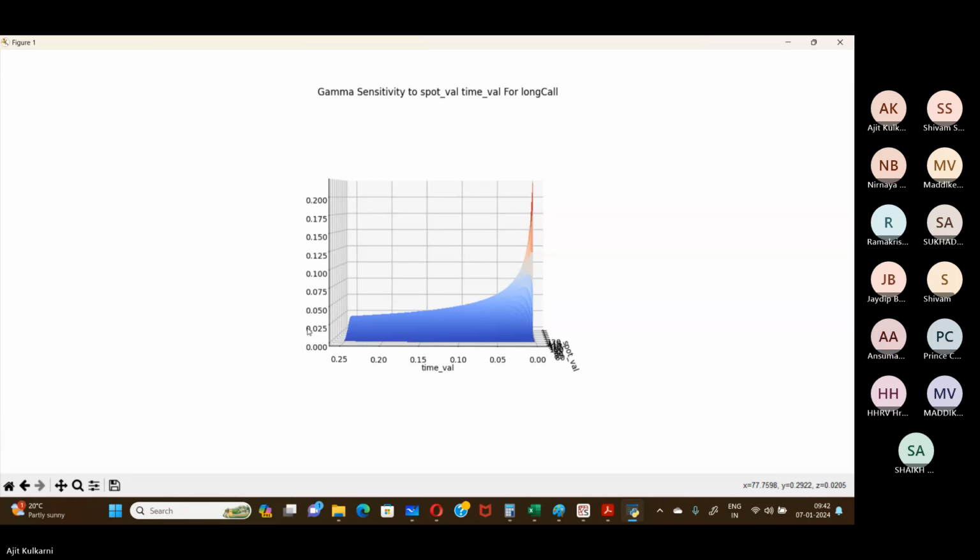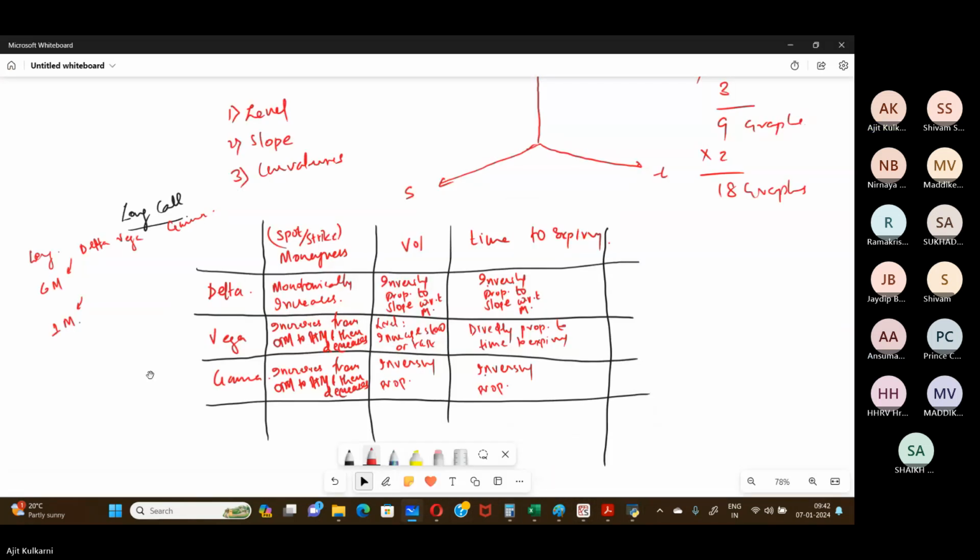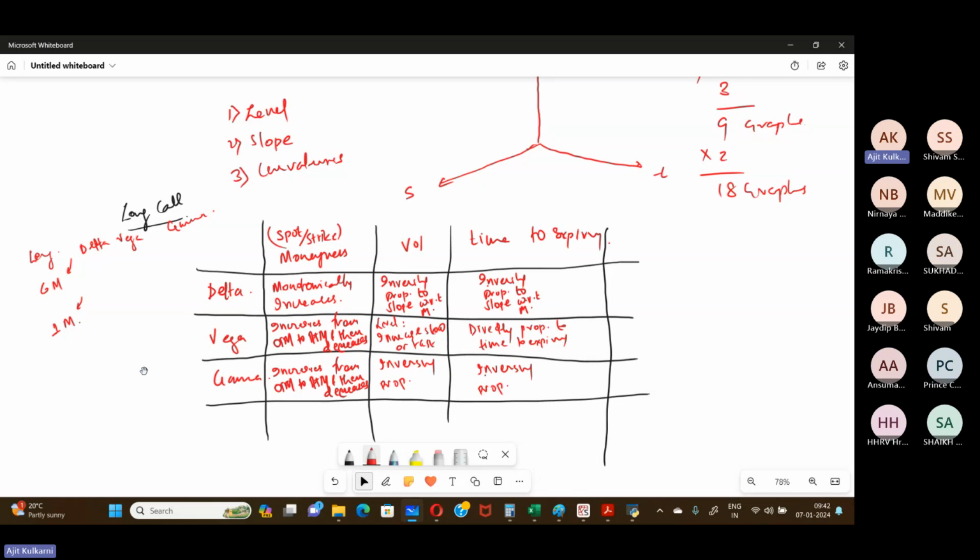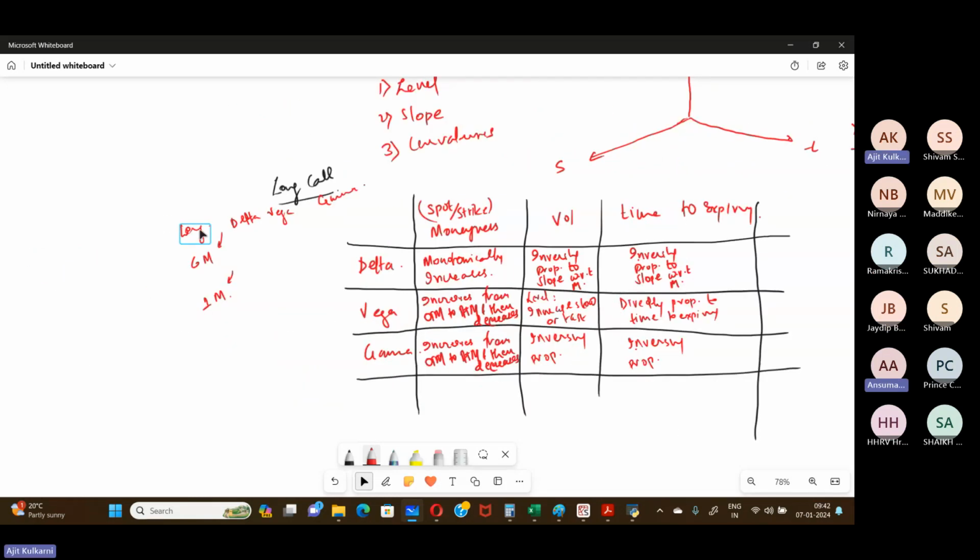Close to expiry. Okay. So which one is close to expiry? 6 month or 1 month? One month. Okay. So now you understand, right?